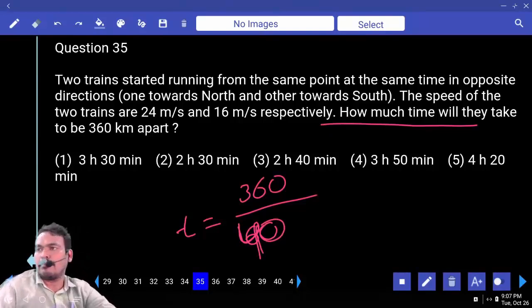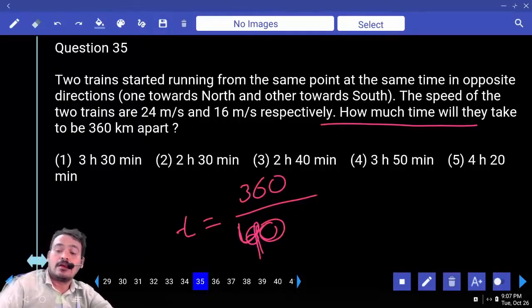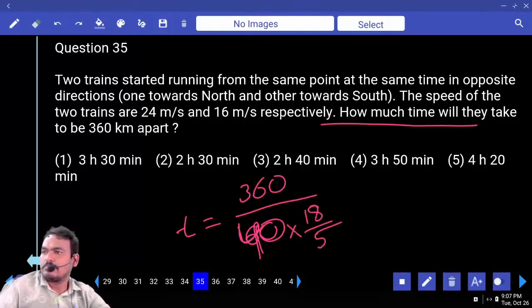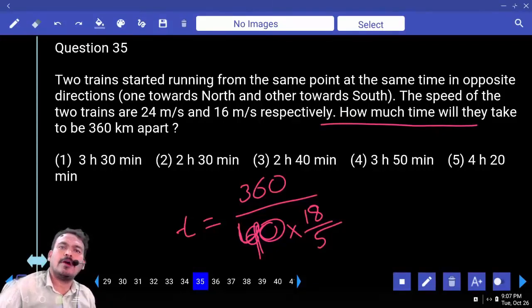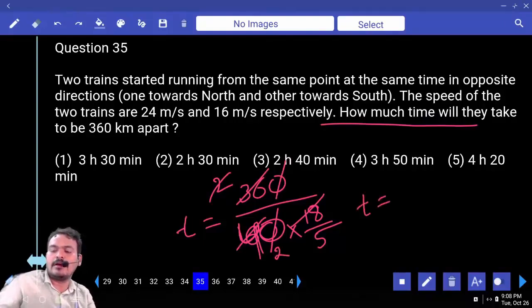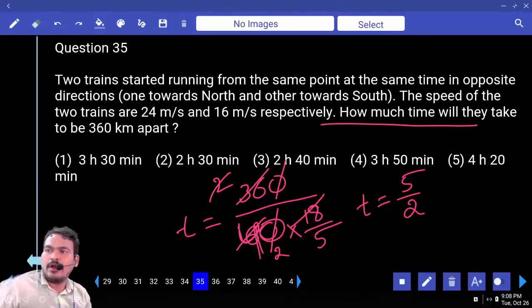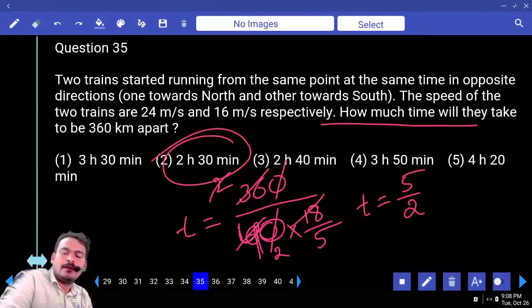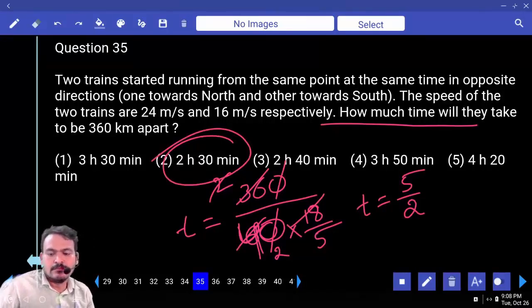But in the denominator the value is meters per second, while the numerator value is in kilometers. Then meters per second is converted to kilometers per hour, or not? Means multiplied by 18 by 5 or 5 by 18? 18 by 5. The zeros get cancelled. 18 how many times? 36. 2 times, or not? 2 again how many times? 4. 2 times. Then t equals 5 by 2 or 2 by 5? 5 by 2. 5 by 2 is nothing but 2 and a half, or not? Which option? The second one. 360 by 40 into 18.